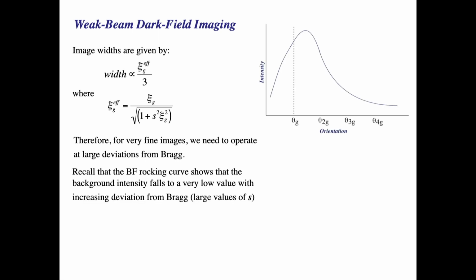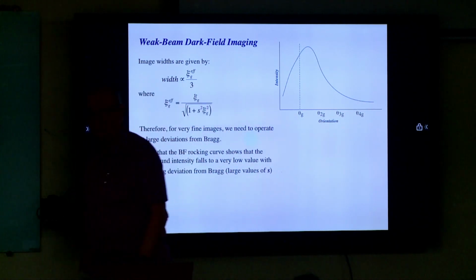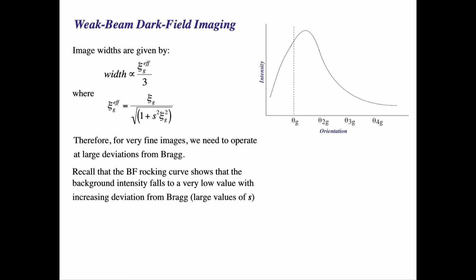But the problem is, in bright field, remember the rocking curve here? In bright field, if we go to a large deviation from Bragg, we get to a situation where we have very small intensities. So that's not very useful for us. So what we want is, right, the dislocation image will be very thin, which is great, but also very low contrast. And what we want to do is get something that's very high contrast if we can.